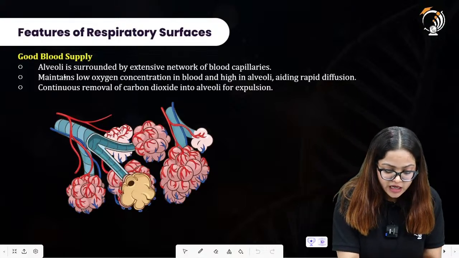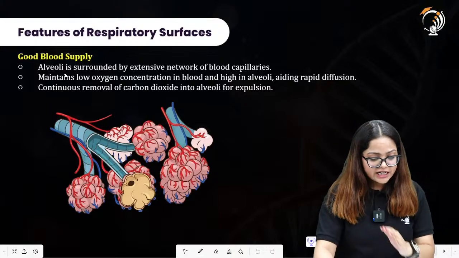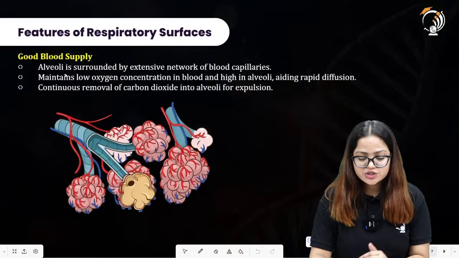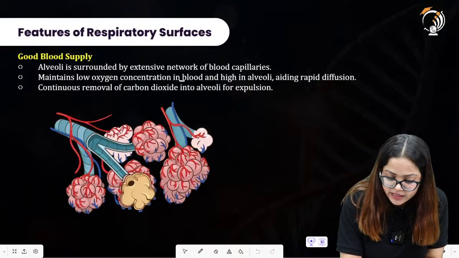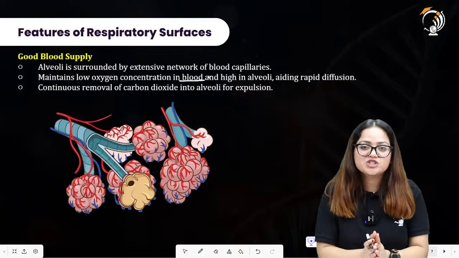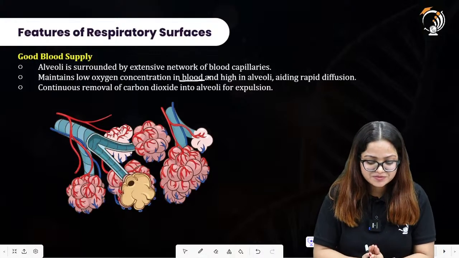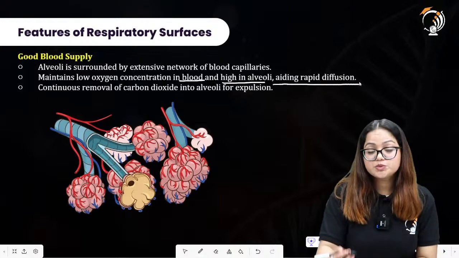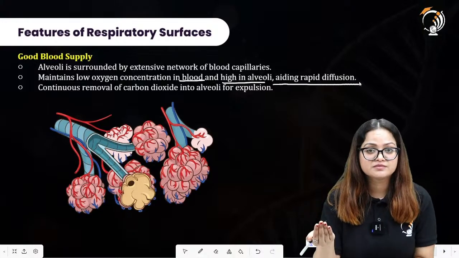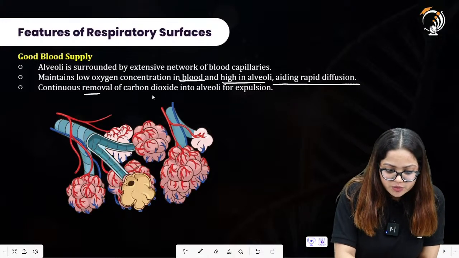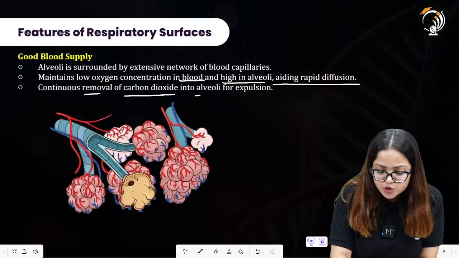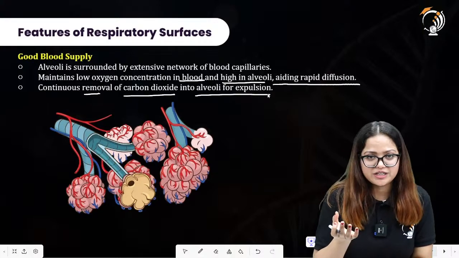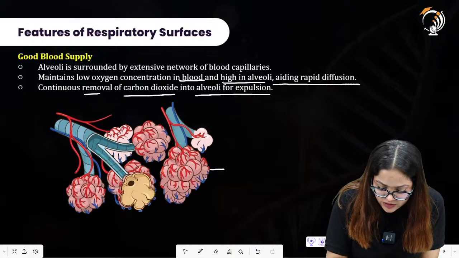All right. Alveoli are surrounded by an extensive network of blood capillaries, which maintains low oxygen concentration in the blood. I have already made this very clear to you all. I hope this is clear. Then high in alveoli, and this will help in rapid diffusion. Done. Continuous removal of carbon dioxide should be there into the alveoli for the expulsion of the carbon dioxide from our body. These are the alveolar sacs here.